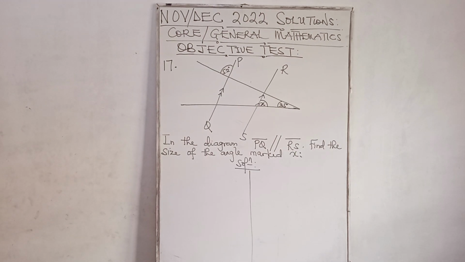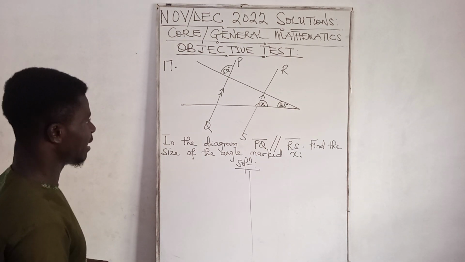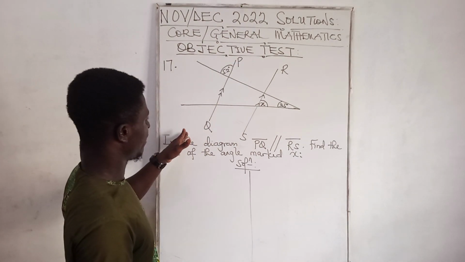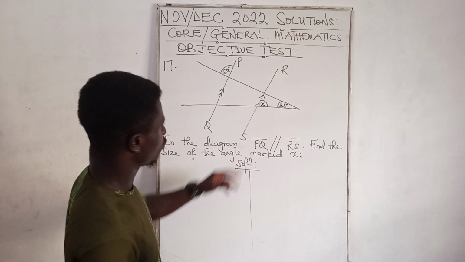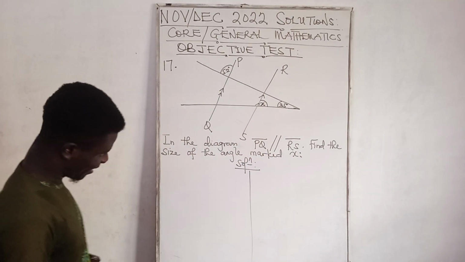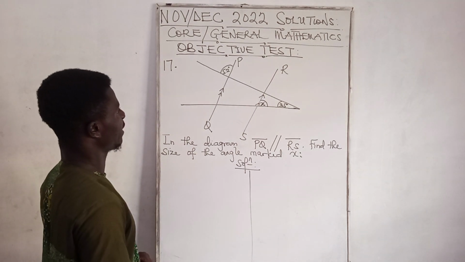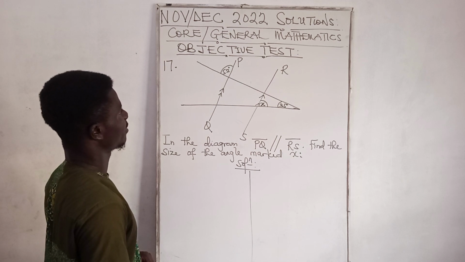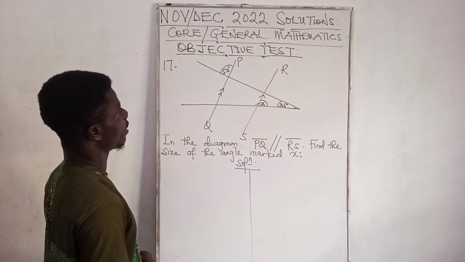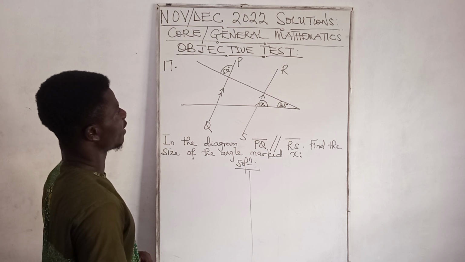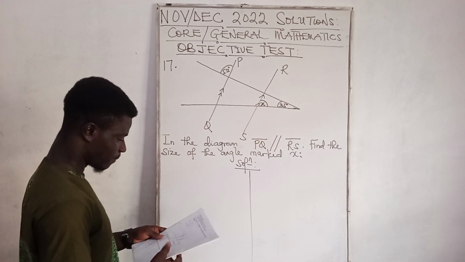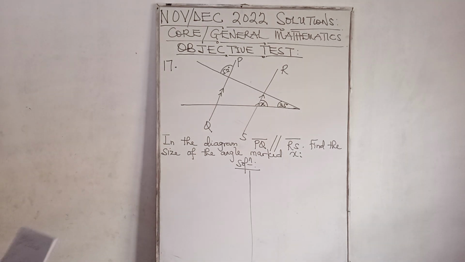All right. So let's see question 17. We have a diagram on the board. That's geometry. They are saying that in the diagram, line PQ is parallel to line RS. Find the size of the angle marked X. Find the size of the angle marked X. So how can we find the size of the angle marked X? So now let's see, how can we find the angle marked X?